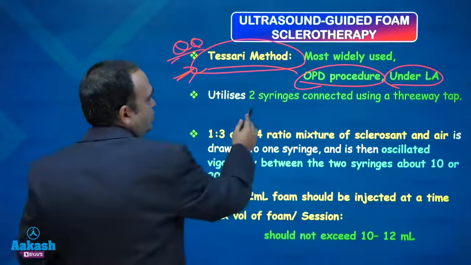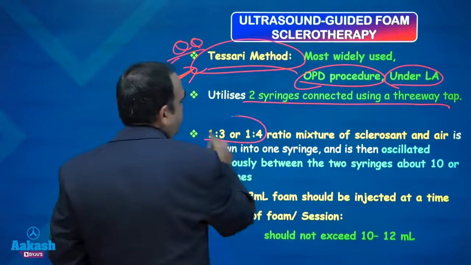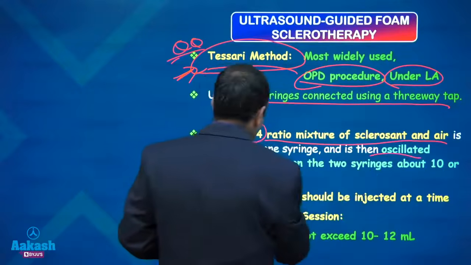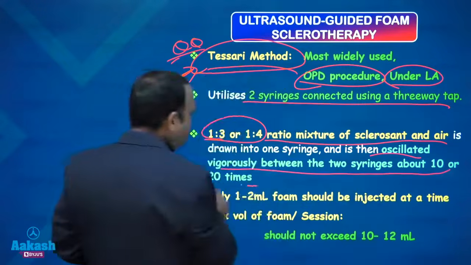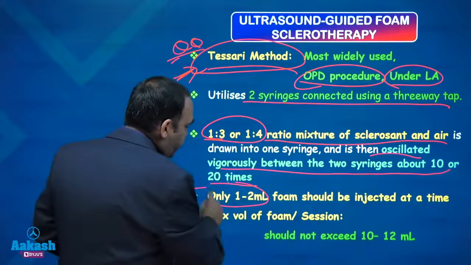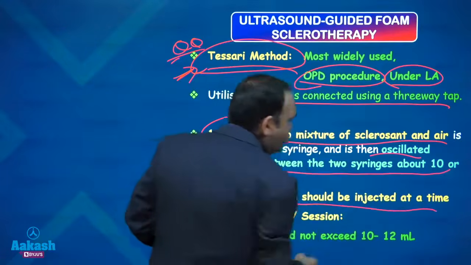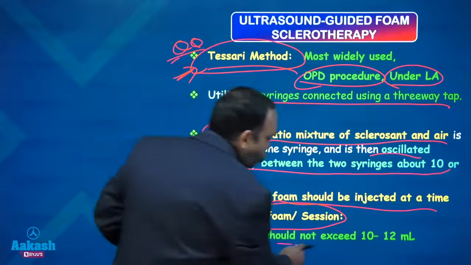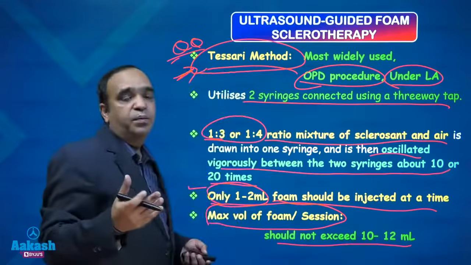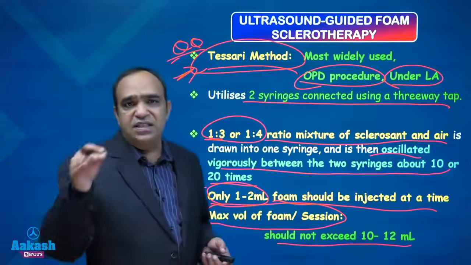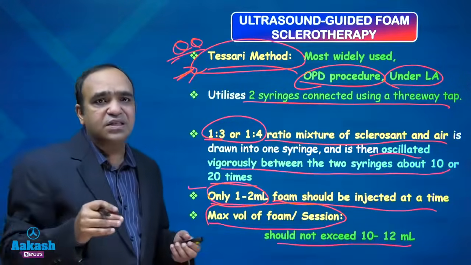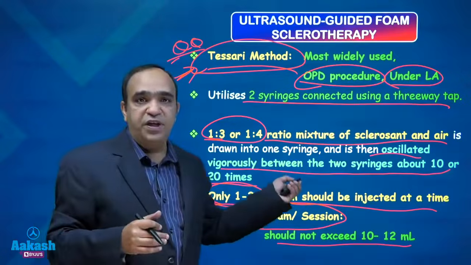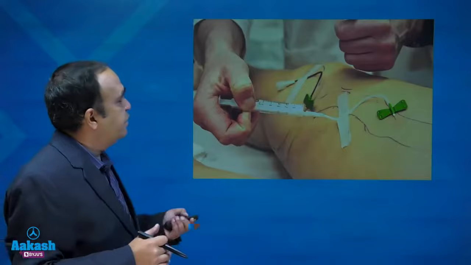Okay, so two syringes connected by a three-way tap, 1:3 or 1:4 ratio mixture of sclerosant and air, oscillated vigorously between these two syringes 10 to 20 times. At one time we inject 1 to 2 ml of foam, and the maximum volume of foam per session should not exceed 10 to 12 ml, because there can be some leakage outside the veins, under the skin, that can cause damage to the skin and subcutaneous tissue. So we have to be careful in that aspect to prevent complications.